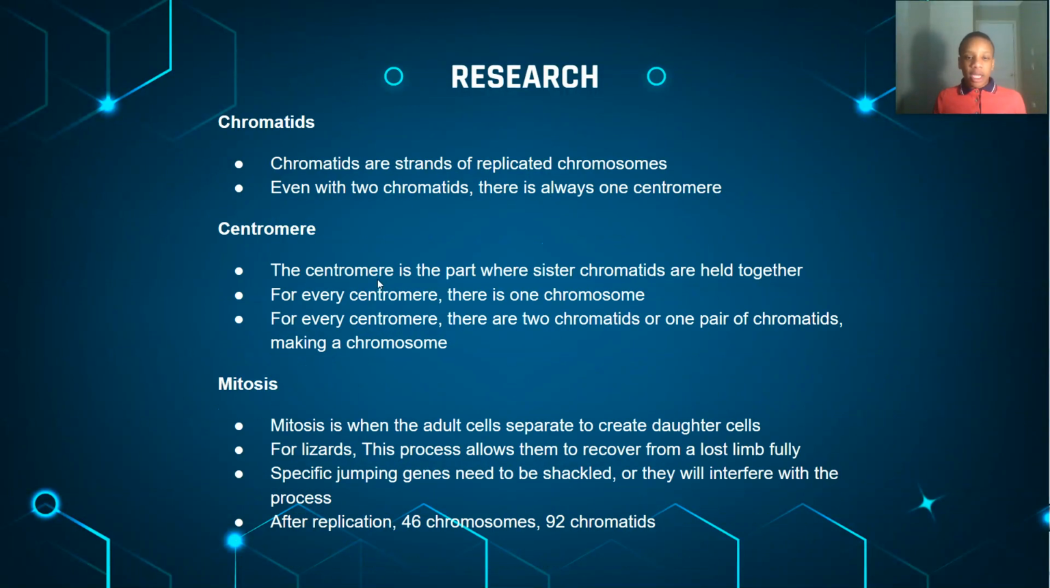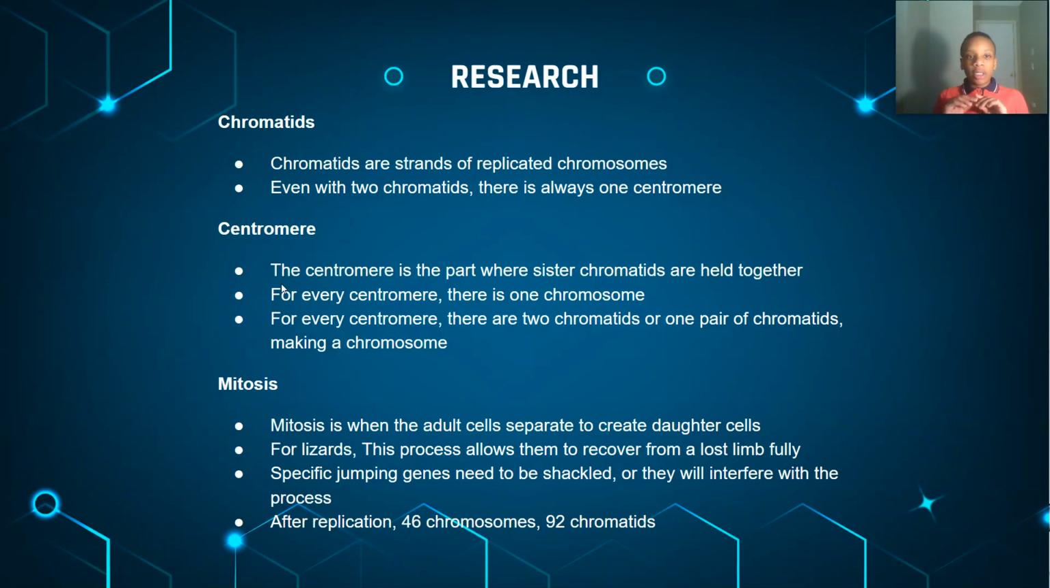Chromatids are strands of replicated chromosomes. Even with two chromatids, there is always one centromere. The centromere is the part where sister chromatids are held together. For every centromere, there is one chromosome and two chromatids, making a chromosome. I will now explain this.